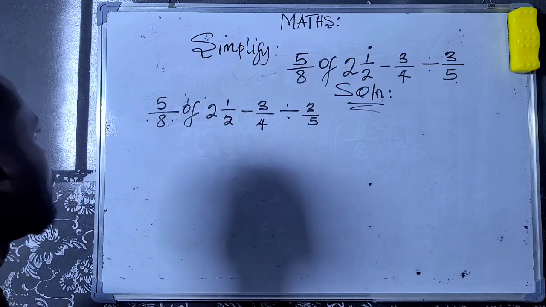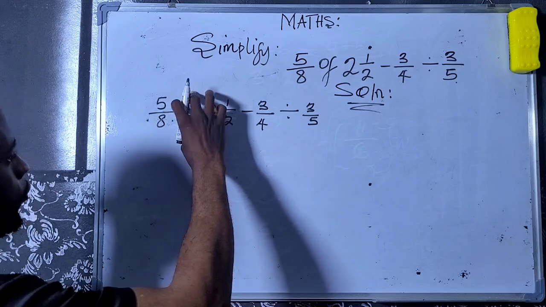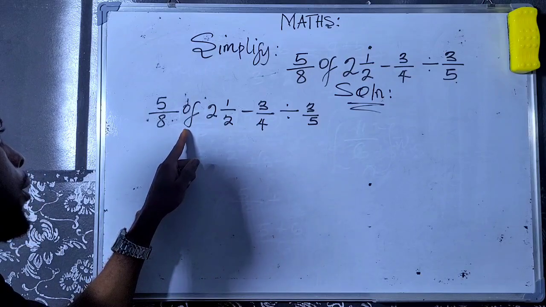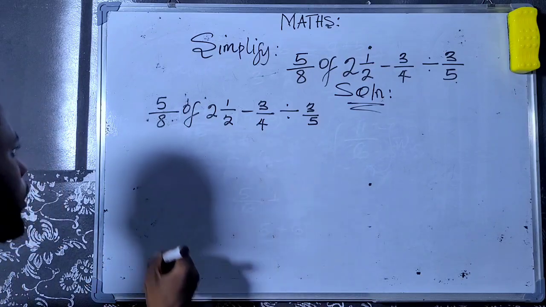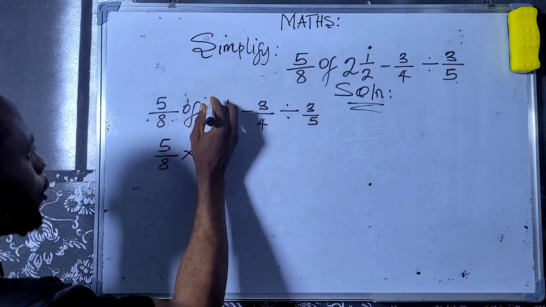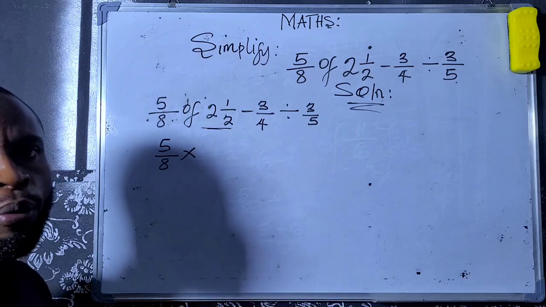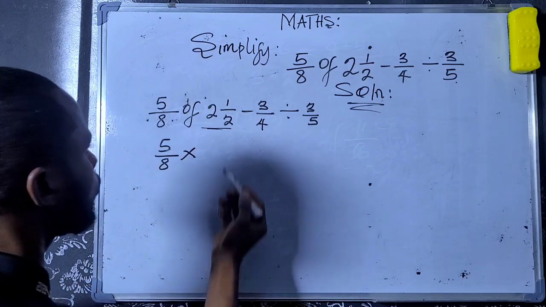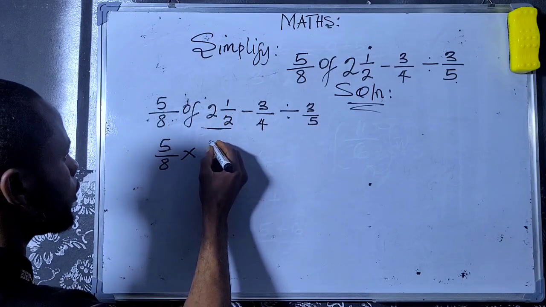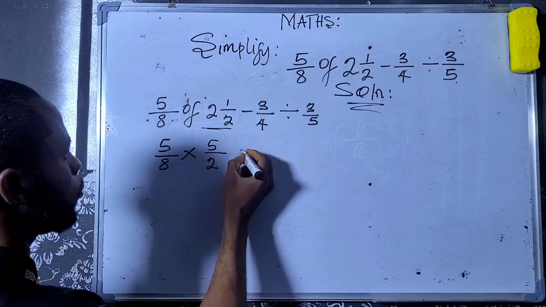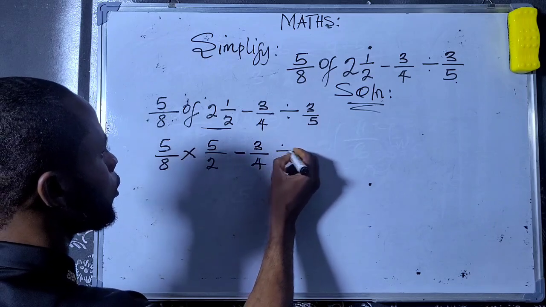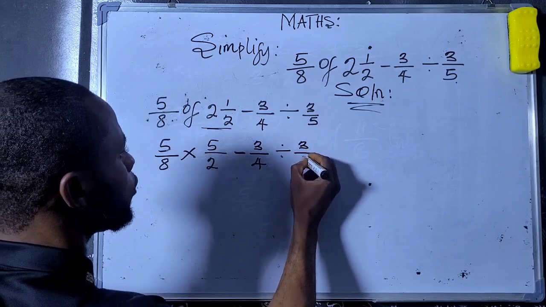Now, the first thing you need to consider is that "of" in mathematics simply means multiplication. As such, we are going to represent "of" by a multiplication sign, and you are going to have here 5 over 8 multiplied by here. We are going to change this to an improper fraction. Now we have here 2 multiplied by 2, that gives us 4, plus 1, that gives us 5 divided by 2, then minus 3 divided by 4, then divided by 3 divided by 5.